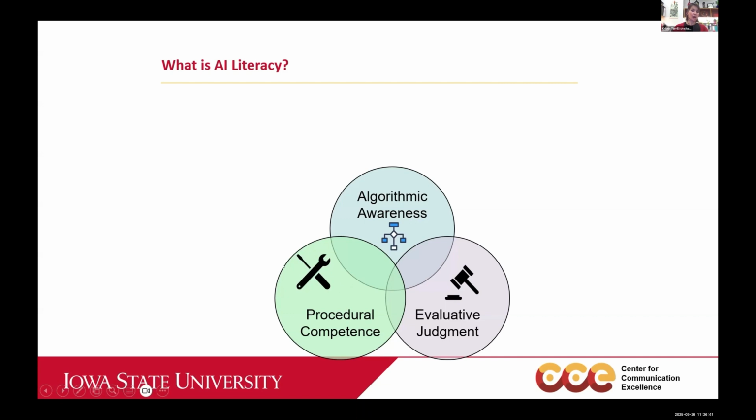We added some little icons to each element of AI literacy, and those will appear throughout the slideshow. So if you see one of those icons at the top right of the slide, that is the targeted learning outcome for that slide.